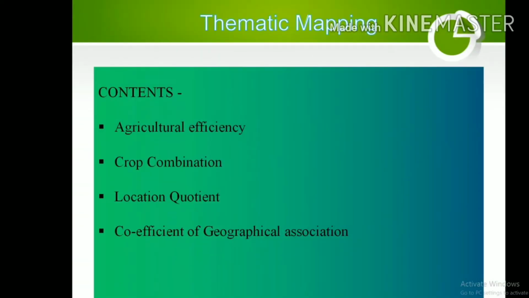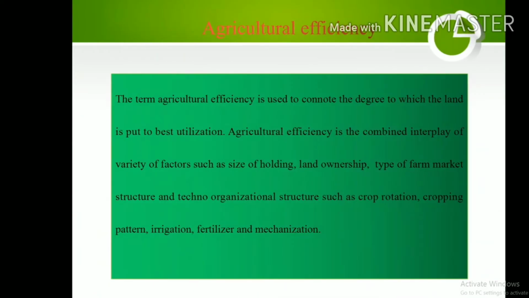In this video, I will discuss thematic mapping, especially as a part of the Geography PG practical paper. In thematic mapping, there are some methods of measuring different aspects such as agricultural efficiency, crop combination, location quotient, and coefficient of geographical association. Today I will discuss how to calculate the agricultural efficiency for any region.